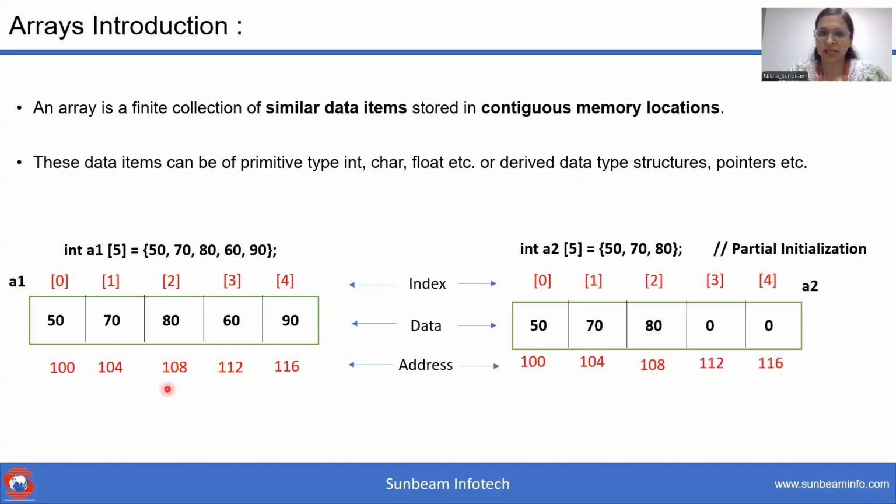Let's take another example. Here I have taken an integer array A2 of size 5, but I have initialized only 3 values. This is called partial initialization. In partial initialization, remaining elements are initialized to 0. Hence, you can see the values 50, 70 and 80 have been given the indexes 0, 1 and 2 respectively, but on index 3 and 4, we have 0 as this is partial initialization. Hence, we can say that the array A2 has also been allocated 20 bytes of memory.